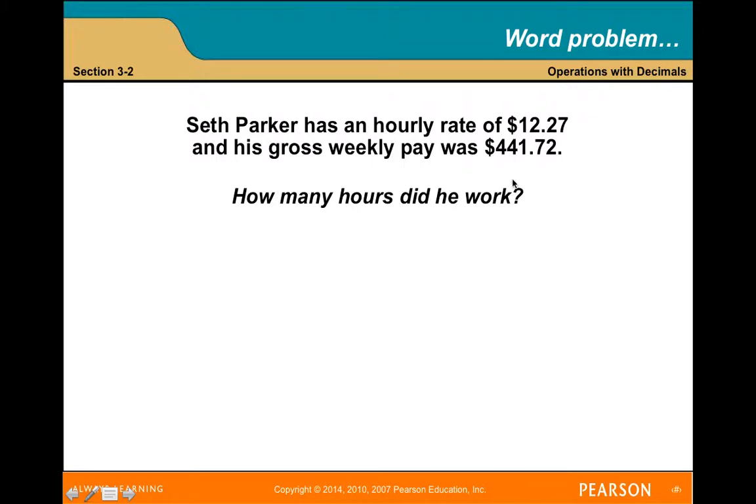Word problem. Seth Parker has an hourly rate of $12.27. His gross weekly pay was $441.72. How many hours did he work? So as you can imagine, we're going to divide whatever his pay was during the week by his hourly rate to find out how many hours he worked. So he worked 36 hours.